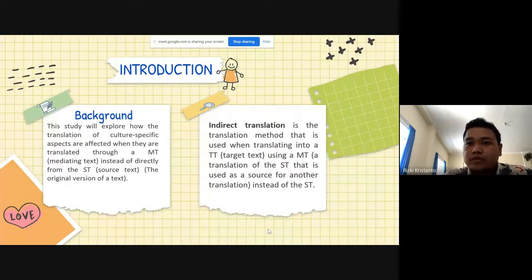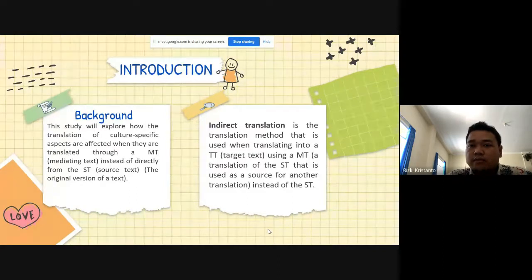Yeah. Introduction and the background of the article is this study will explore how the translation of culture specific aspects are affected when they are translated through a mediating text instead of directly from the ST or source text. So the original version of the text.